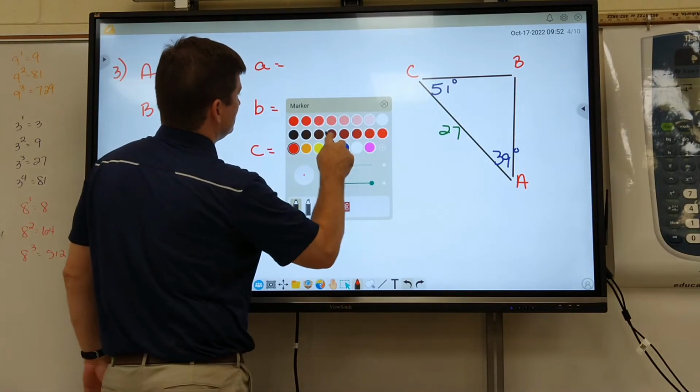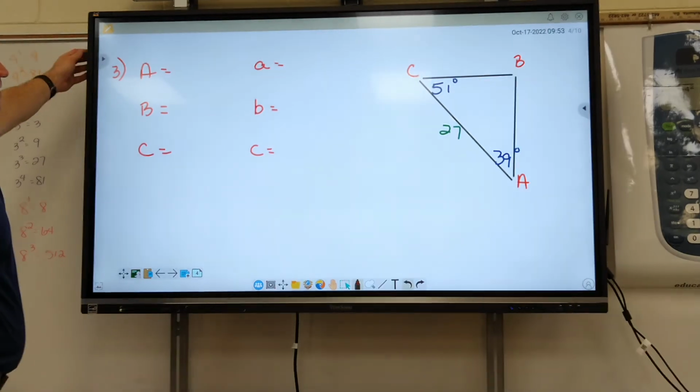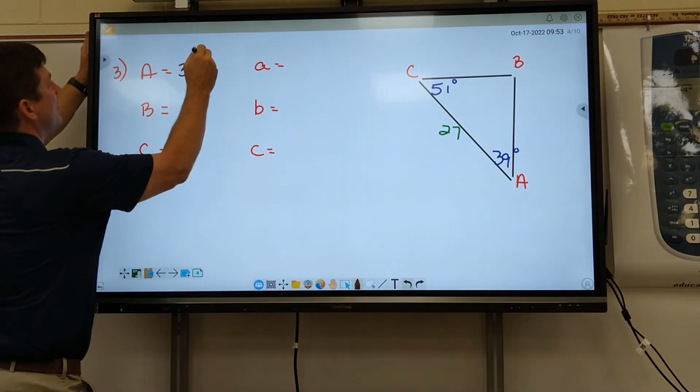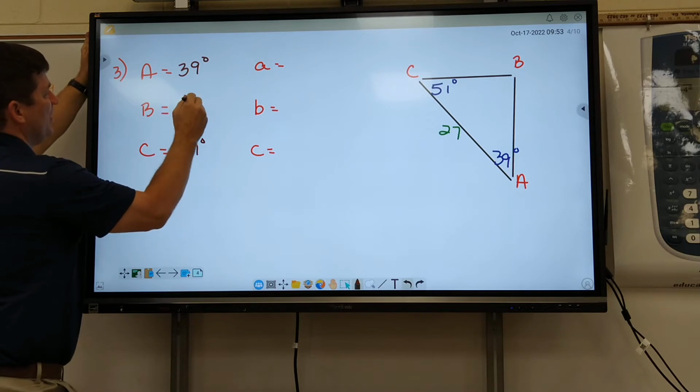What? That's 90. You're done. I can't use B as the thing because B's 90. All right, so angle A is 39. I don't know what to use 27 for though. Angle C is 51. Now look, B is 90 degrees.